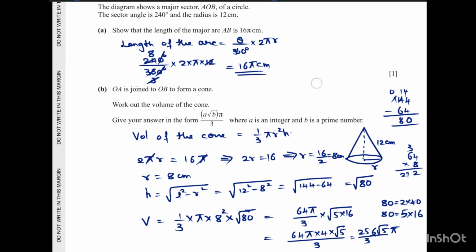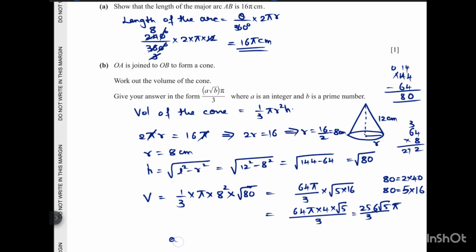So now you got the actual value. Now a you got as 256, which is an integer. B you got as 5, which is a prime number. So this is your final answer.